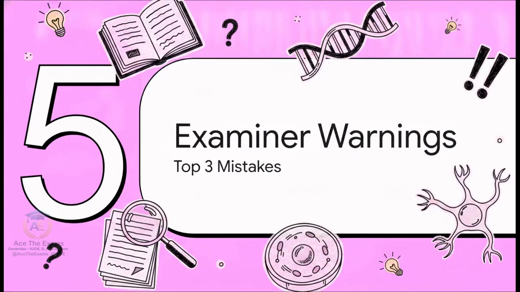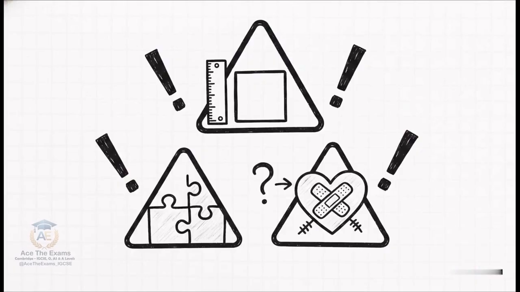All right, Section 5, examiner warnings, the top 3 mistakes. So we literally dug through the Cambridge Principal Examiner reports for topic 8.3, and the data on where students mess up is kind of shocking. Here are the top 3 fatal mistakes. Number 1, like we talked about right at the start, forgetting units and calculations. It is such a tragedy to lose marks on math that you did perfectly.